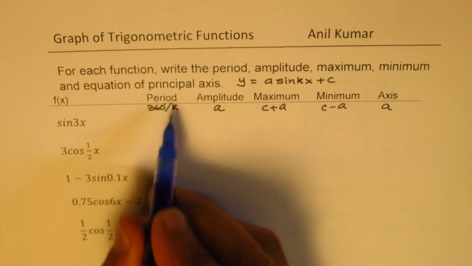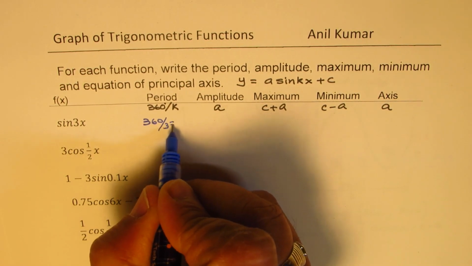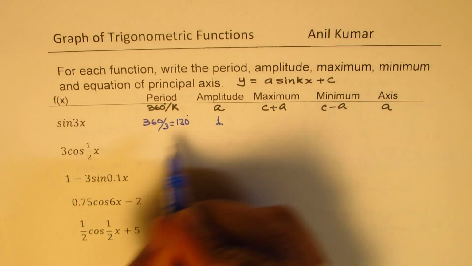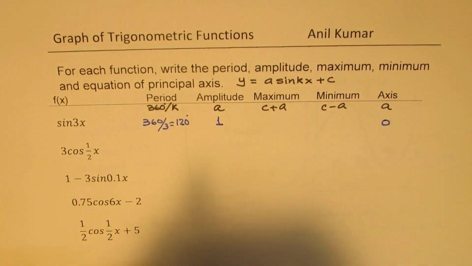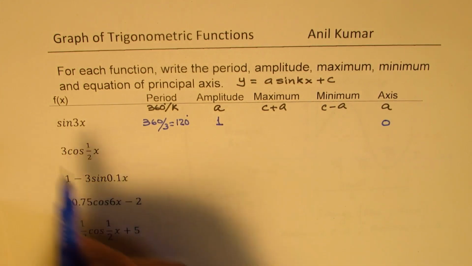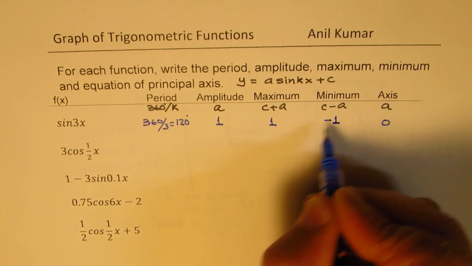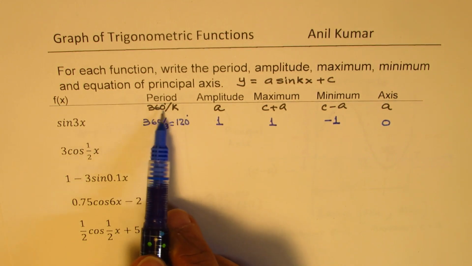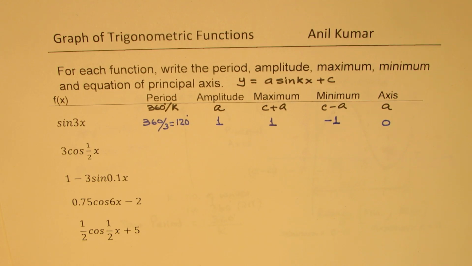So sine 3x period will be how much? 360 divided by 3, which is 120 degrees. Amplitude is 1. Axis, c value is 0, right? It is the x-axis. So when you add 1 to it, you get a maximum value. Minimum is minus 1. So those are the values of period, amplitude, maximum, minimum, and axis for sine 3x. Is that clear to you?